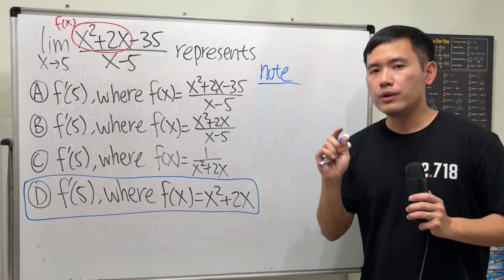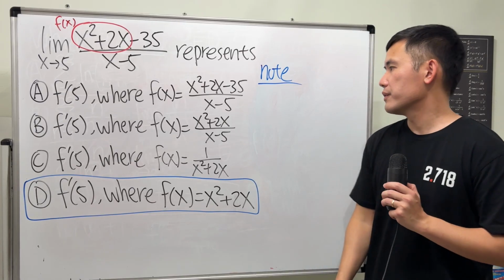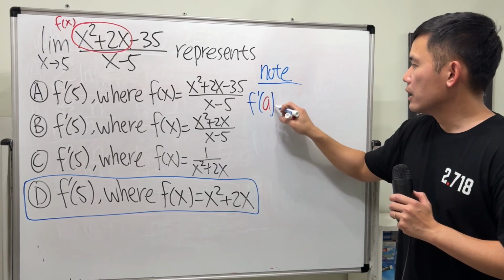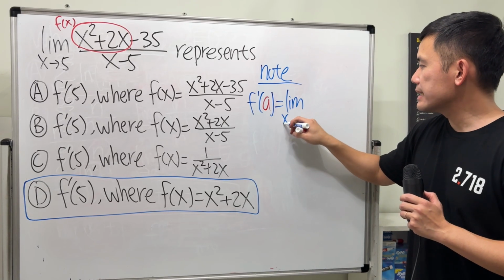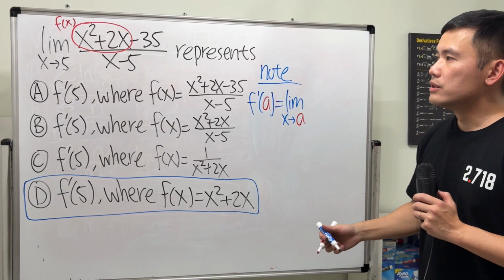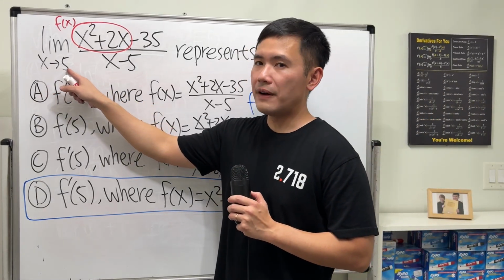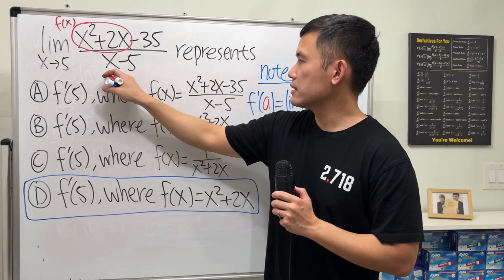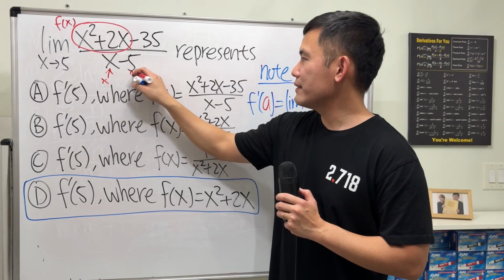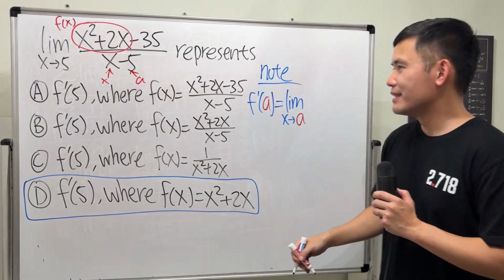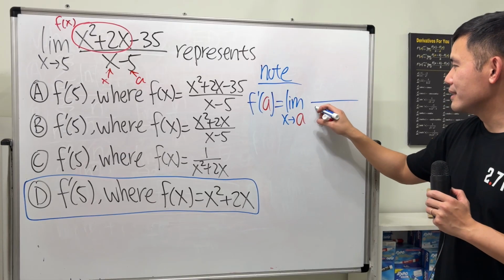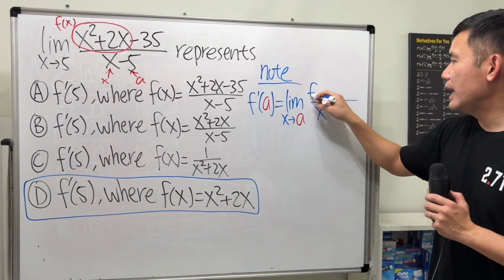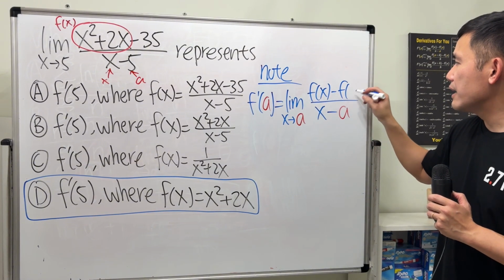There are two limit definitions for the derivative. The first one is f prime of a is equal to the limit as x approaching a. So notice that we have x approaching 5. So in this case, a is 5. And then you can see that we have x, of course, is x, but the 5 is the a right here. And you will see that's on the bottom too, x minus a. For the top, we have f of x minus f of a.